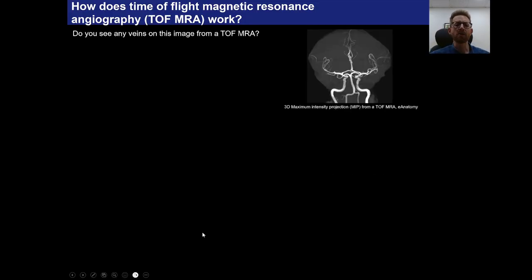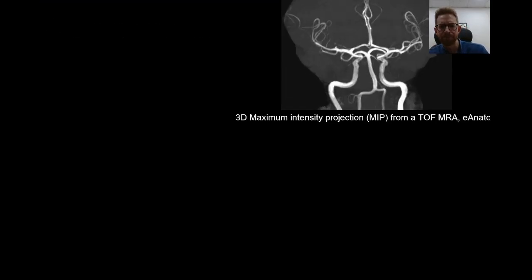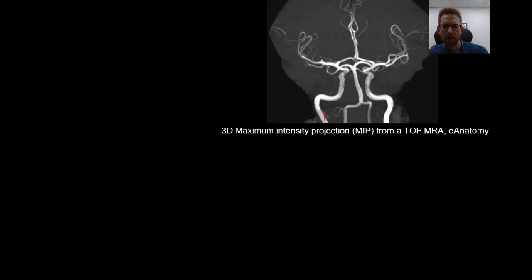So how do we suppress veins? Well, sorry, I kind of spoiled it. There are no veins on this image. This is a time of flight MRA image, a 3D maximum intensity projection. And we see the internal carotid artery here, and then we see the middle cerebral arteries laterally, and we see the anterior cerebral arteries medially. We see the vertebral artery to the basilar, to the PCAs.